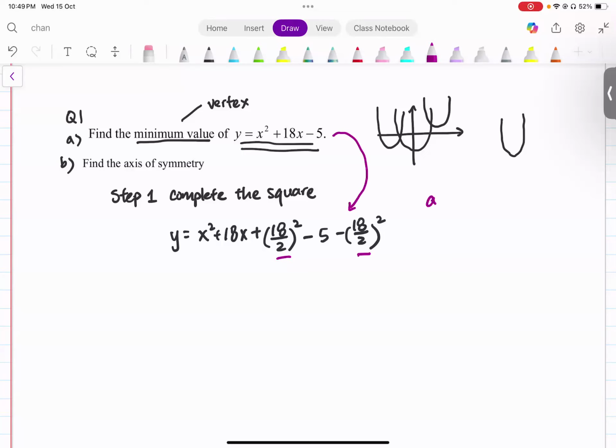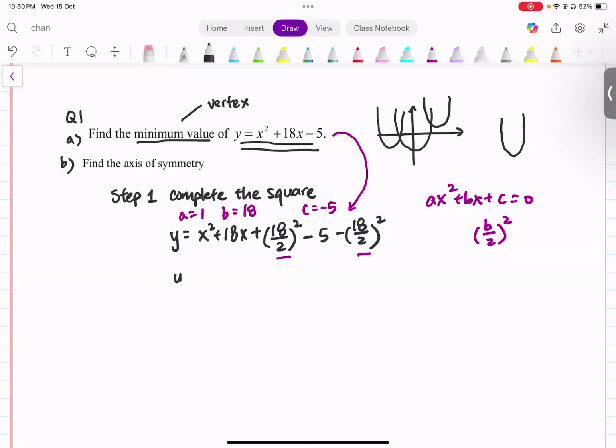So if you can recall, we had this little guy. And to find the third number, we need to go b over 2 squared. That is why we have 18, which is the b. So a is 1, b is 18, and c is negative 5. So that's why we have 18 over 2 squared. That would be the equation.